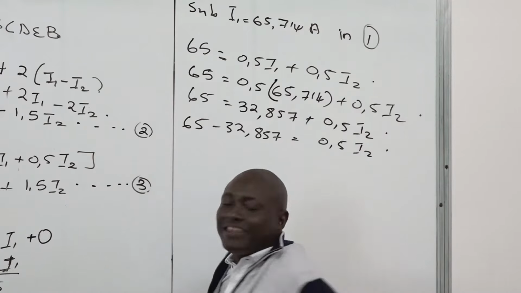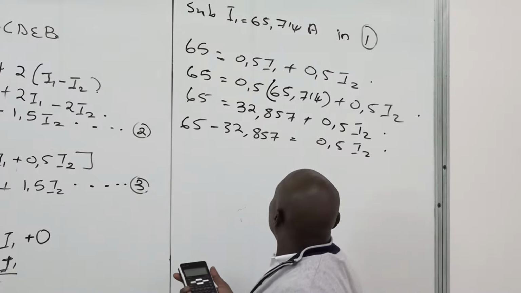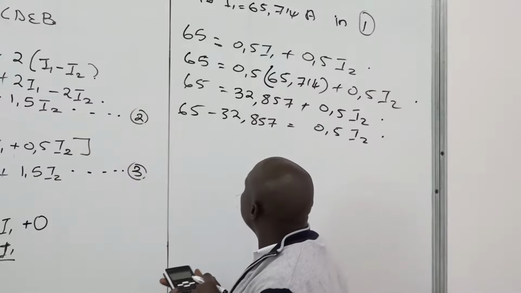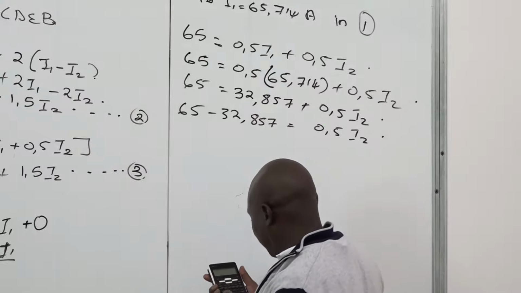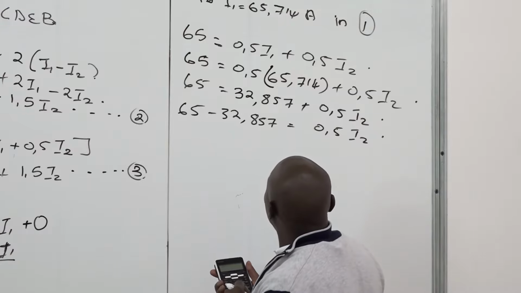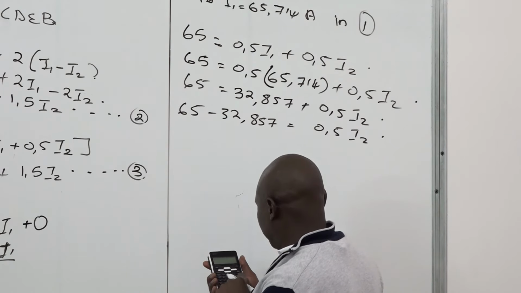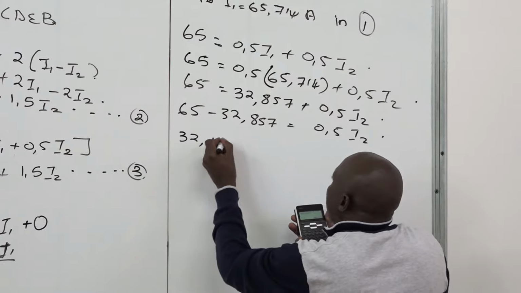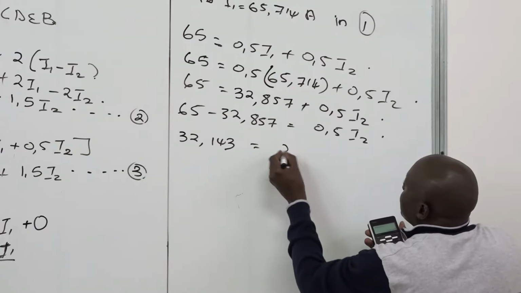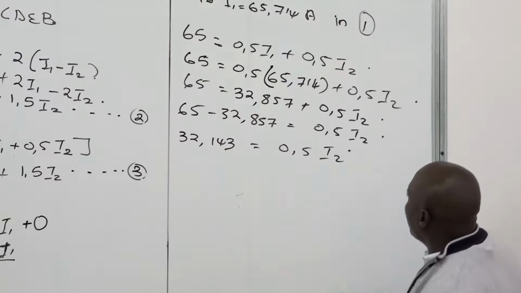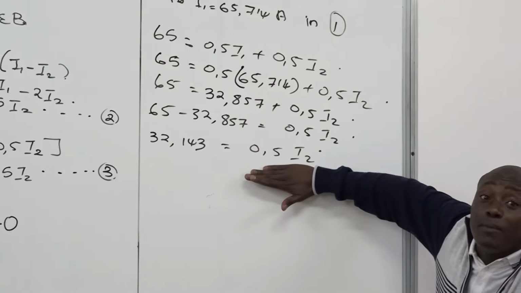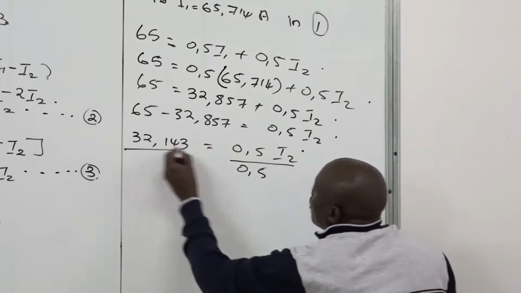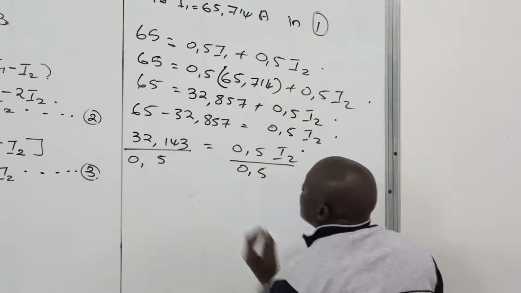So now I need to get the difference between 65 and 32.857. I'll say 65 minus 32.857, and the answer there is 32.143, and I'm still having 0.5 I2. So now I need the I2, which means I'm supposed to divide both sides by 0.5 in order to make I2 the subject of the formula.